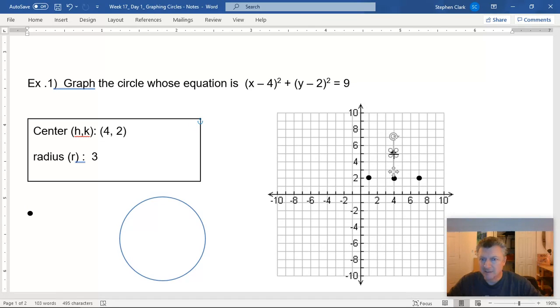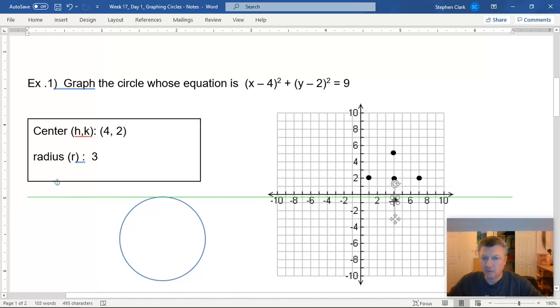I want to make this as nice as possible. It's not so nice, but it's on there. Okay, and down 3: 1, 2, 3. So see, the circle's going to go through those points because the radius is 3. It's 3 this way, it's 3 that way. Diagonally, it's 3, but you can't find the exact point diagonally unless you want to do the Pythagorean theorem.